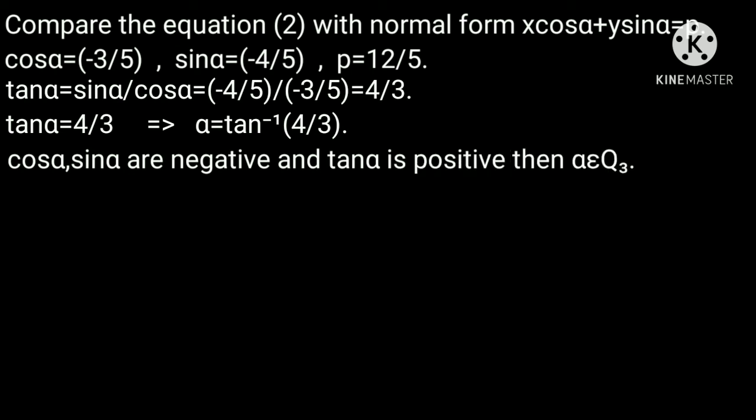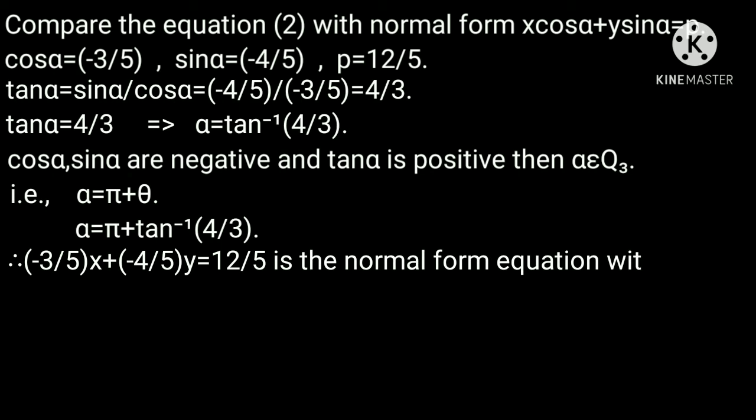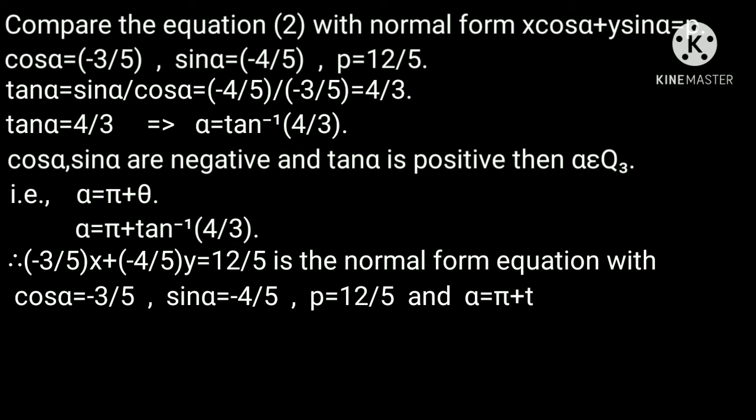If alpha belongs to Q3, then the angle is in 180 plus theta form or 270 minus theta form. That is alpha equal to pi plus theta. Then alpha equal to pi plus tan inverse of 4 by 3. Therefore, minus 3 by 5 into x plus minus 4 by 5 into y equal to 12 by 5 is the normal form equation with cos alpha equal to minus 3 by 5, sin alpha equal to minus 4 by 5, p equal to 12 by 5 and alpha equal to pi plus tan inverse of 4 by 3. This is our given problem solution.